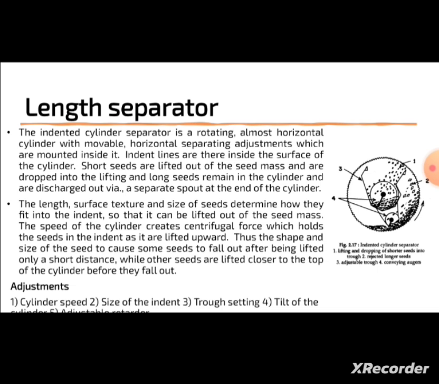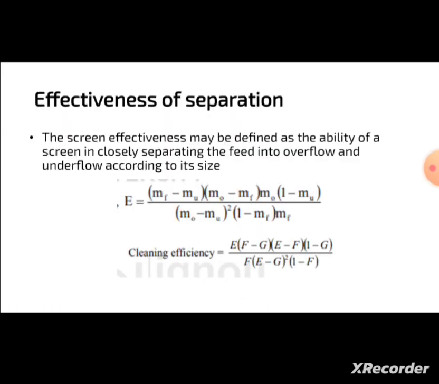Next one will be length separator. Based on the length, these grains will be separated by means of a corrugated cylinder. And there are certain adjustments like cylinder speed, size of the indent, trough setting, and tilt of the cylinder. These are the adjustments, so that we can change the length of the grains based on the crop varieties. Finally, we need to evaluate the screen effectiveness.